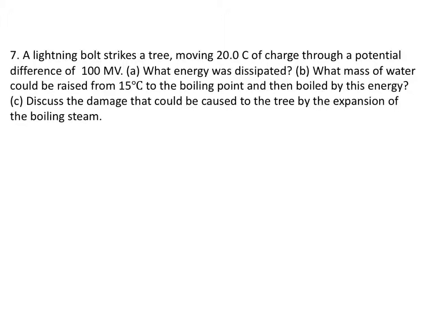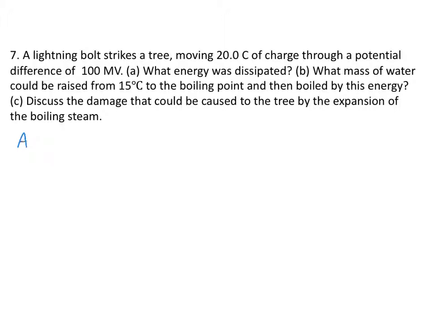Lightning. Lightning bolt strikes a tree, moving 20 coulombs of charge. That's a lot of charge. 20 coulombs. When one electron is just 2 times 10 to the minus 19th of a coulomb, that's a lot. Through a potential difference of 100 megavolts. What energy was dissipated?